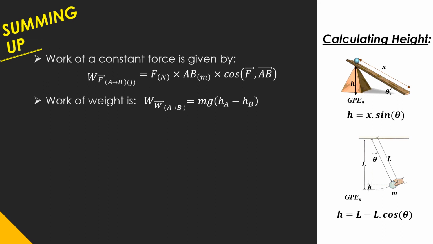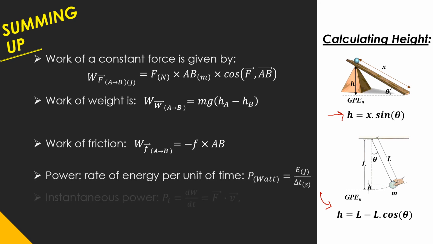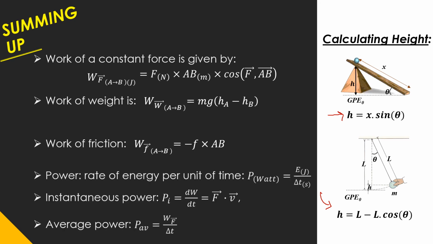Calculating height, if you look at the right-hand side, we have two important methods which we can use. One which can be used with inclined planes, this one, and this one which we can use with circular motion or when we have circular trajectories. Work of friction is minus F times the path that we follow. Okay, work of normal is 0, but that's easy.